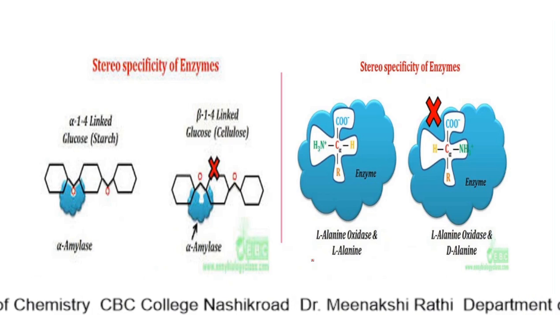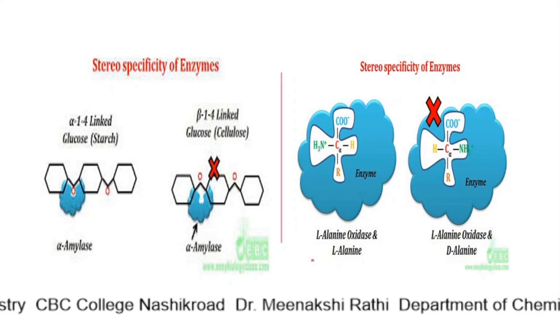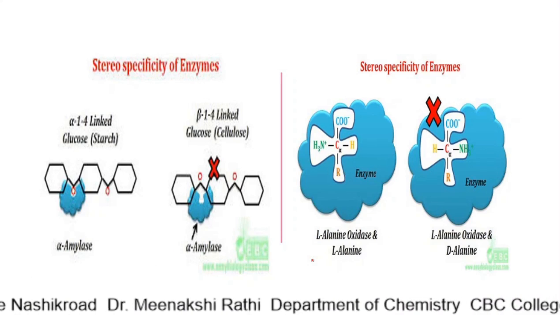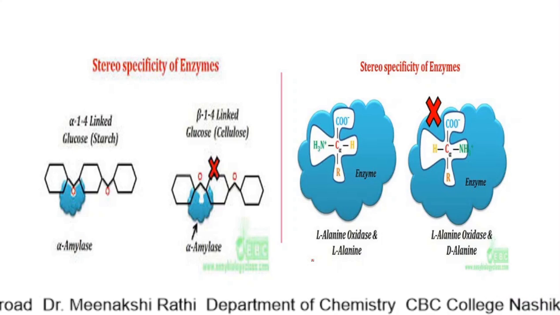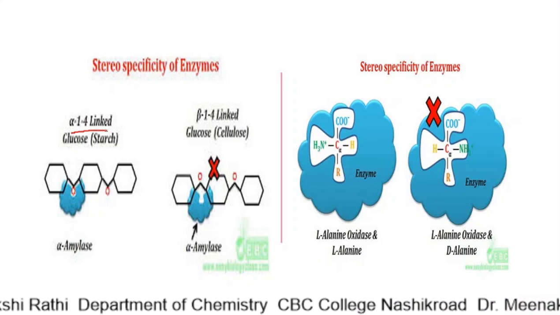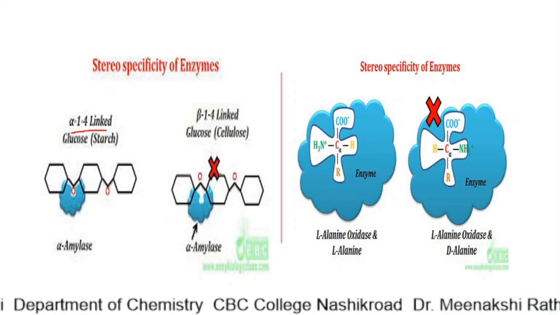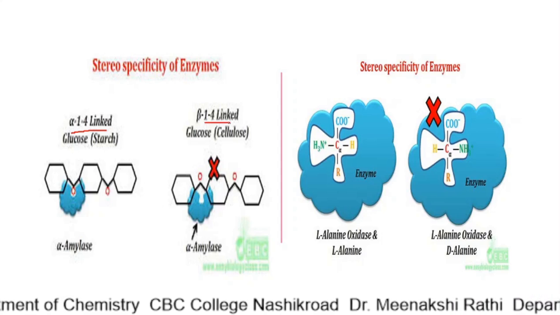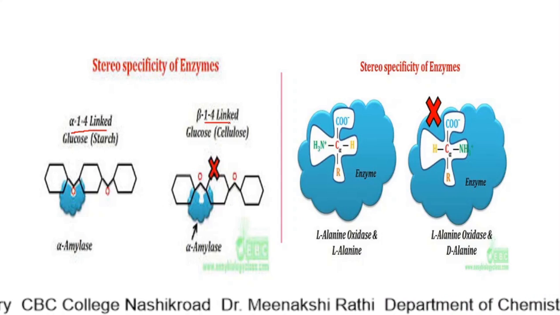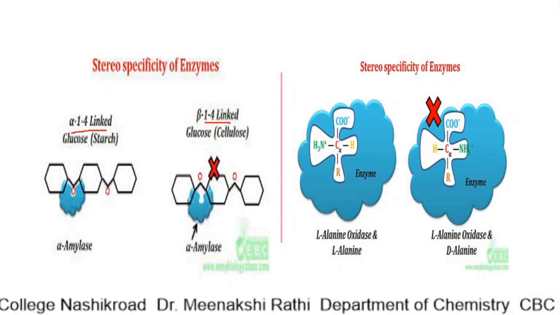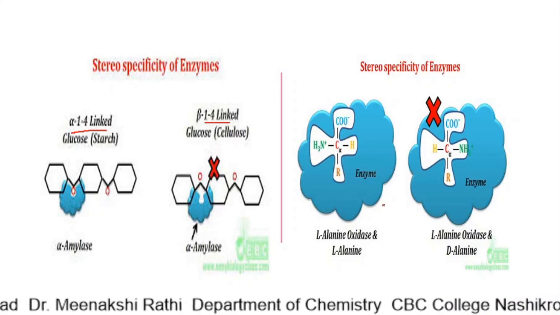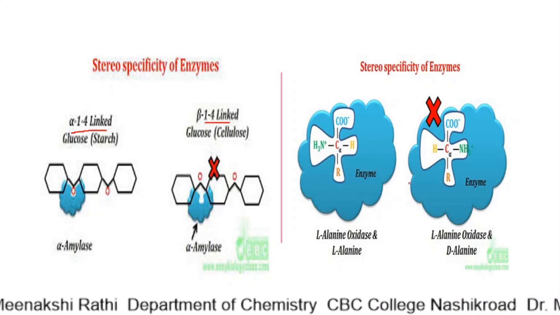Next is optical specificity, which is also called stereospecificity of the enzyme. Just now I told you that alpha amylase can catalyze only the alpha 1,4 glycosidic linkage, but it cannot catalyze the beta glycosidic linkage. Alpha and beta are just stereoisomers of each other. But alpha amylase can catalyze only the alpha form and not the beta form. Another example of this you can see here.